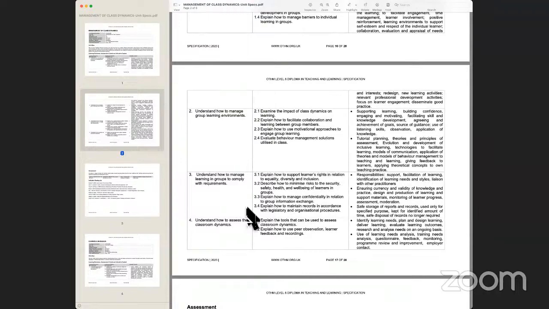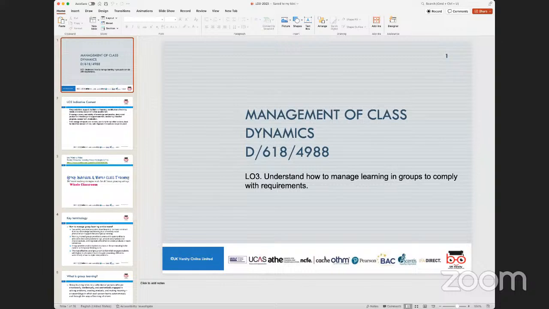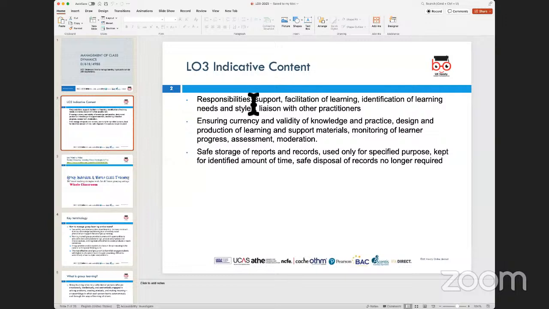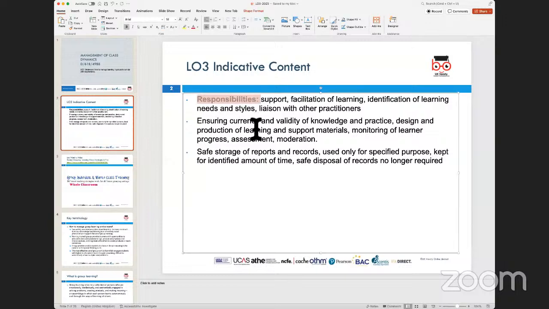So in order to discuss this, what I'm going to do is look at a presentation that I've created, a few slides that we are going to go through that will allow us to go into detail of what is required to be studied in this particular assessment criteria and learning outcome. So let's get into this. The first thing we want to look at is the indicative content, which is divided into three parts. One is responsibilities.